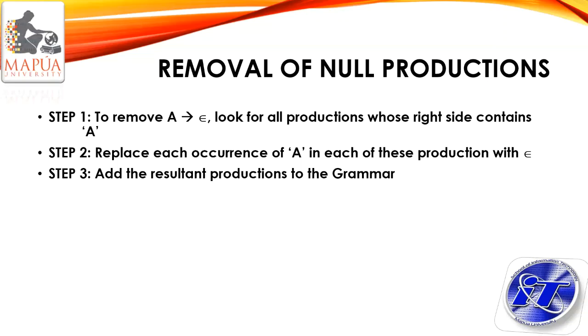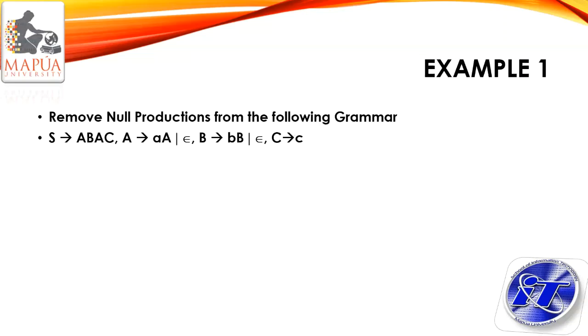For example, if we have two A's in our production rule, we have four combinations. None, then applying null one at a time: first symbol, second symbol, and then all symbols. So we have four. Afterwards, we're going to add the result of our removal to our grammar. Okay, so let's have an example.